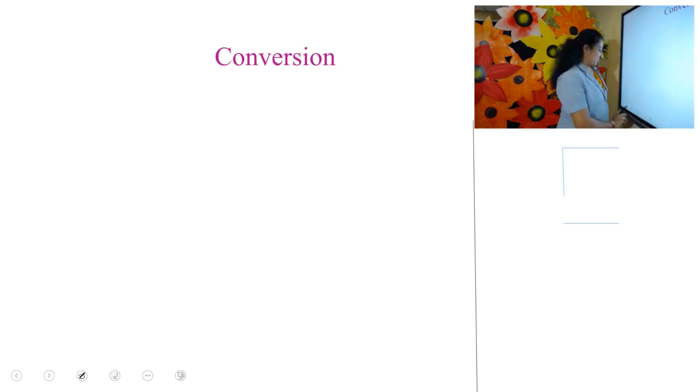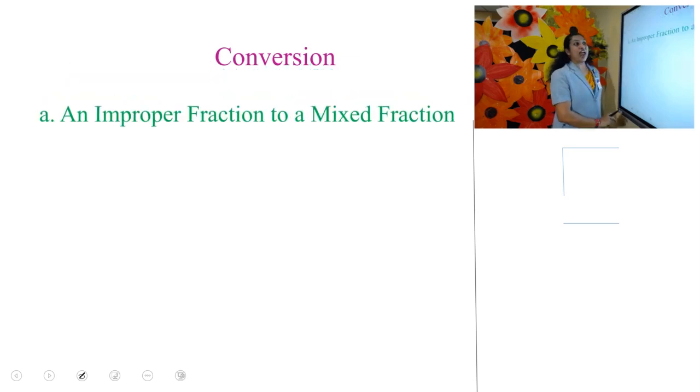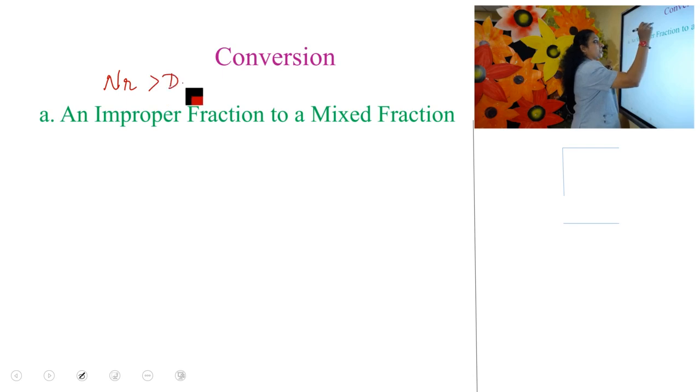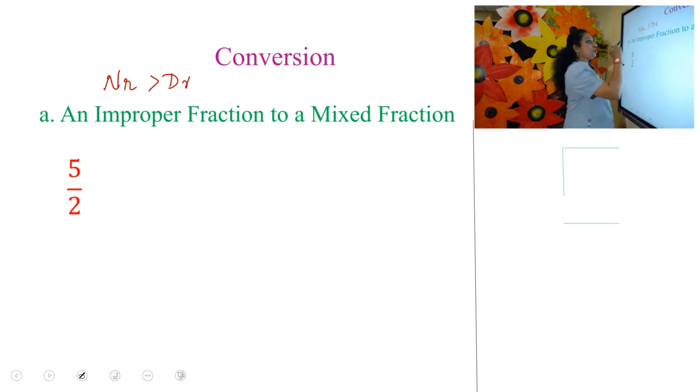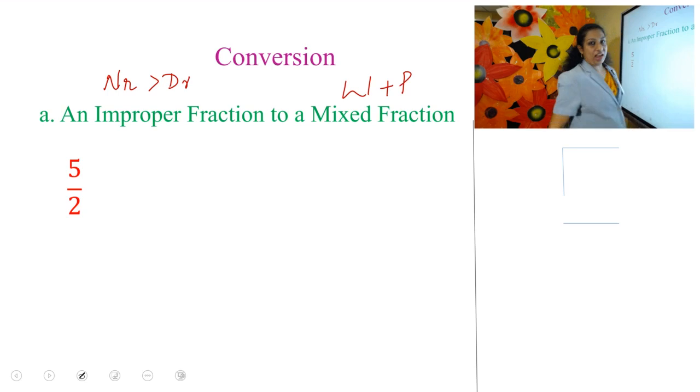Next is conversion. How to convert an improper fraction to a mixed fraction. What is an improper fraction? Fractions with numerator greater, isn't it? Numerator is greater than denominator. That type of fraction is known as improper fraction. So, the question is this, 5 by 2. Here numerator is greater than the denominator. We have to convert it to a mixed fraction. Mixed fraction means there will be a whole number plus the proper fraction.